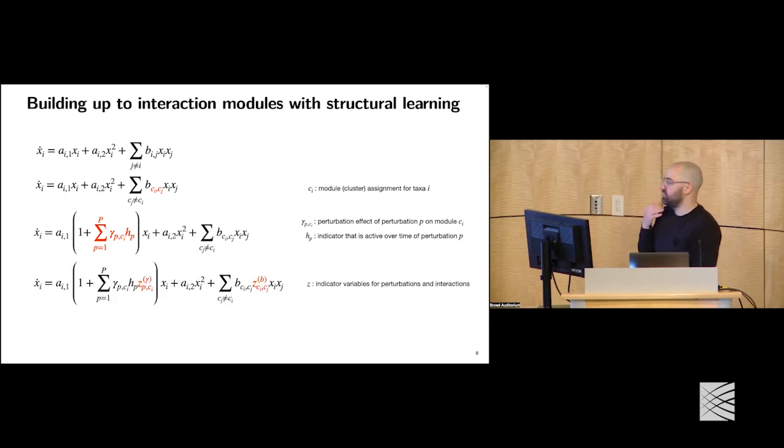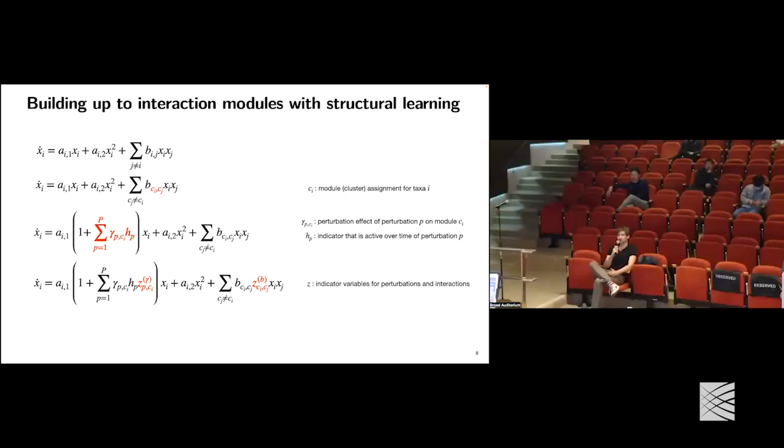And then the last part that we add, and there's more to the model, is these structural learning components, where we explicitly add indicator functions to the variables of interest, like the perturbations or the module interaction terms, so that we can compute things like Bayes factors. So we can know how important certain variables are in minimizing likelihood.